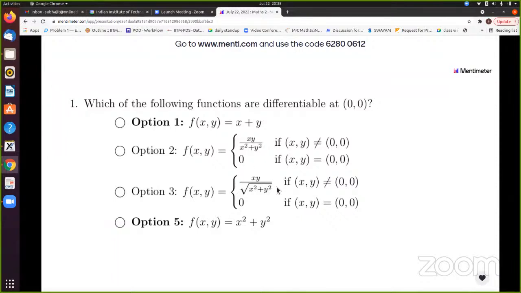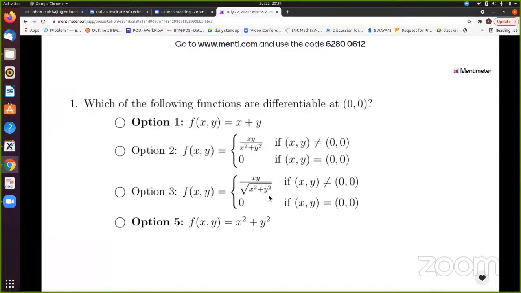But suppose the third option, and you don't know whether this function is continuous or not. You don't have to check the continuity. You go directly to differentiability and check whether it is differentiable or not, because this question asks for differentiability. You don't have to move around continuity here.